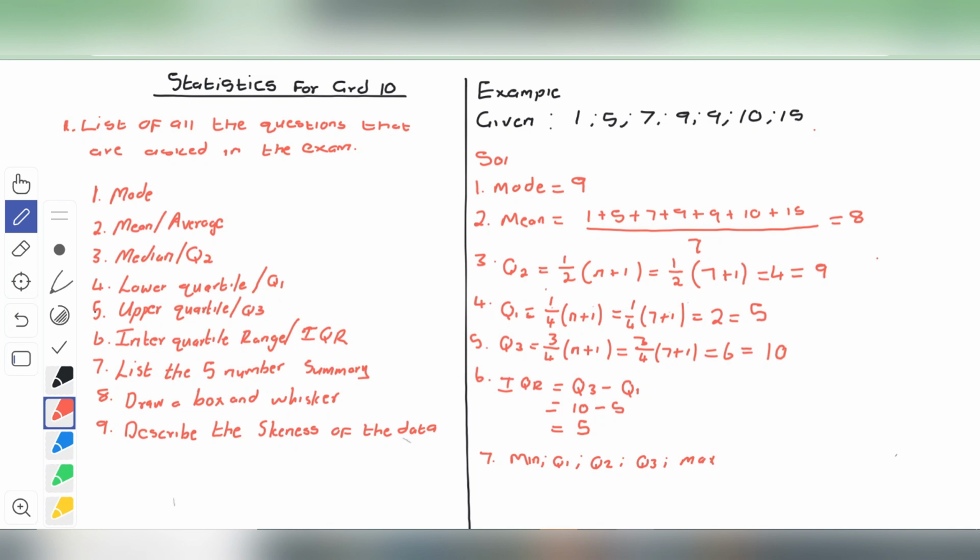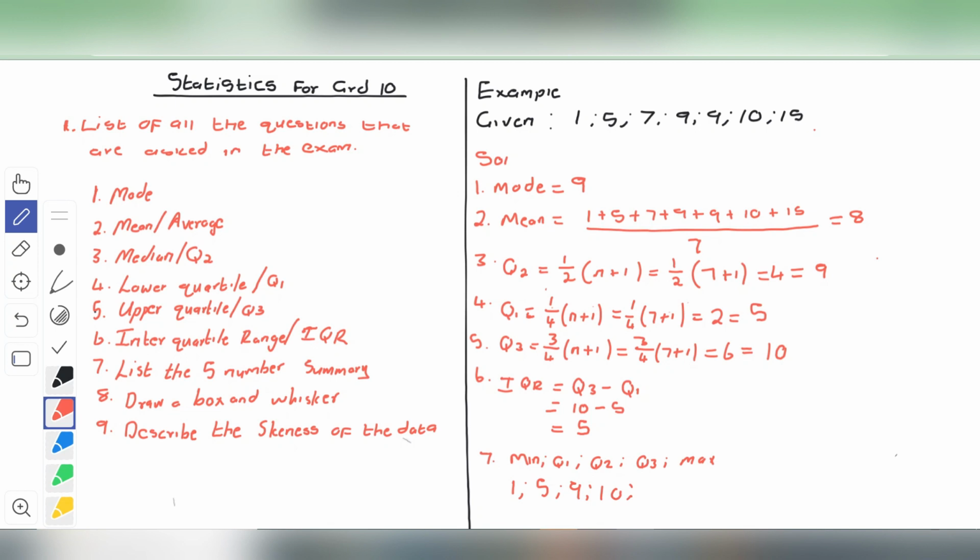So what is the minimum? We know that the minimum is the smallest number in the data set, which is, if we check our data set, the smallest number is what? It's 1. So therefore we are going to write 1. What is Q1? We already calculated Q1, which is 5, right? What is Q2? Already calculated Q2, which is 9. Q3 is 10.